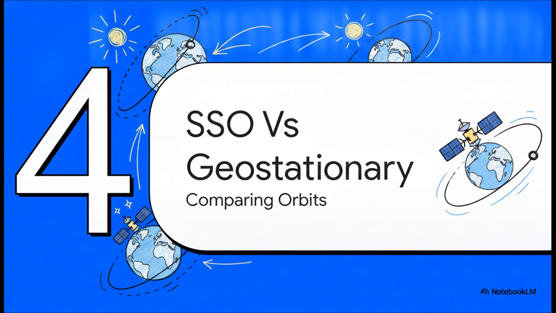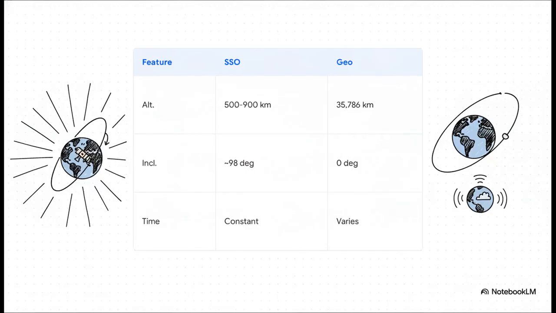Let's move on to Section 4, Sun-synchronous versus geostationary. When we put these side by side, you can really see how specialized this is. SSOs sit very low, at 500 to 900 kilometers, with a nearly 98-degree inclination, scanning the whole globe every few days with that constant solar time we talked about.